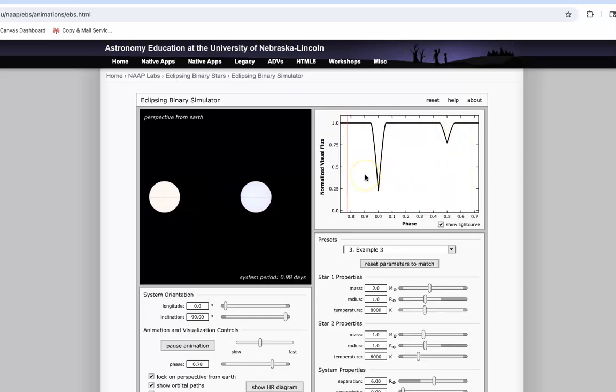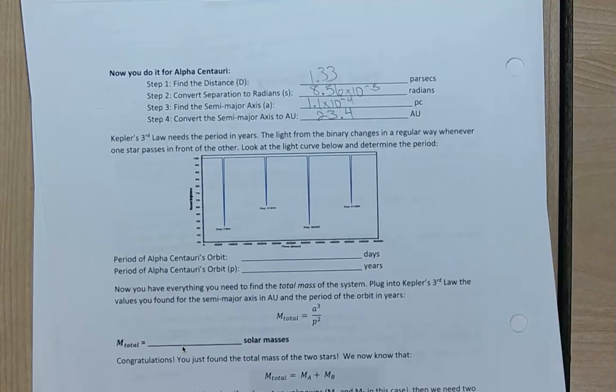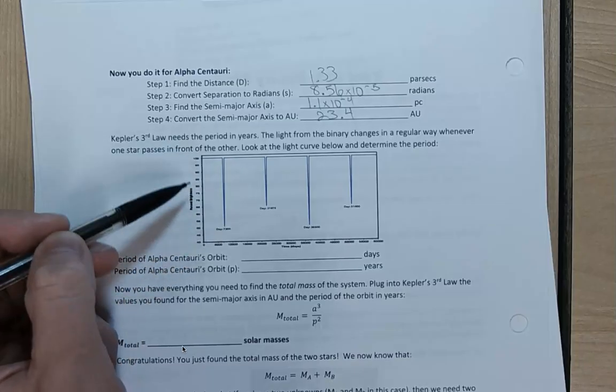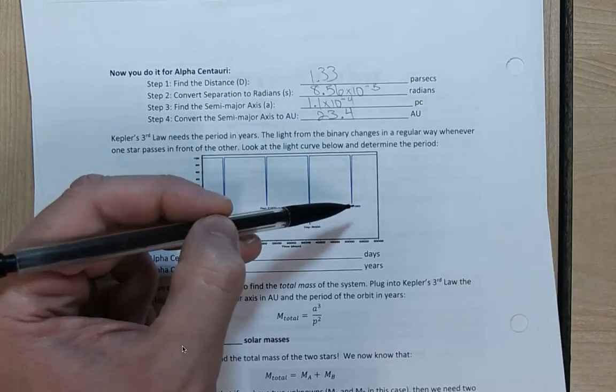Every time the bright star goes behind the faint one, you get a big dip, and every time the faint star goes behind the bright one, you get a little dip. And so how can we use this to figure out the period? Well, since we're watching these stars, the flux, the brightness of those stars, is the big dip and then the little dip, and then the big dip and then the little dip.